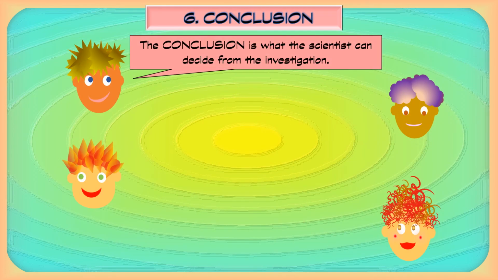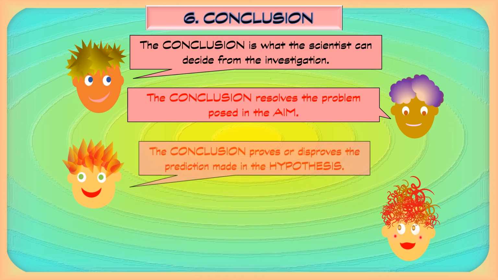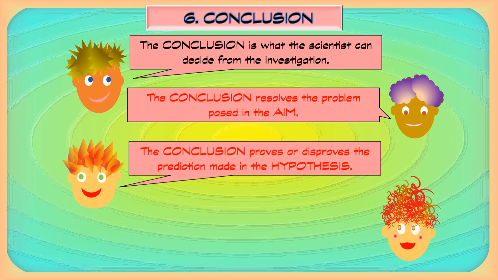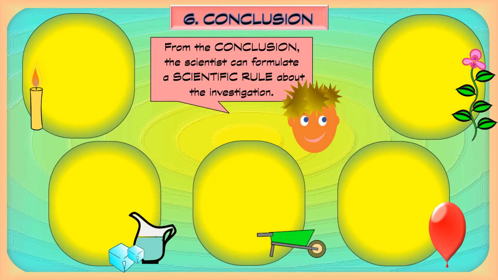The conclusion is what the scientist can decide from the investigation. The conclusion resolves the problem posed in the aim. The conclusion proves or disproves the prediction made in the hypothesis. The conclusion is based upon the observations. From the conclusion, the scientist can formulate a scientific rule about the investigation.